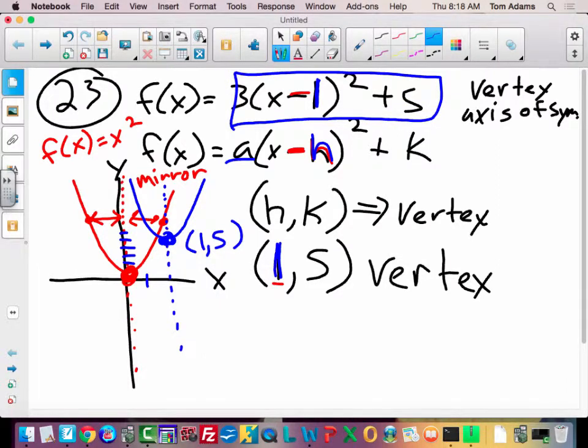Now what did they want us to say? That this is the vertex and that the axis of symmetry is when x equals 1. Does that make sense? Because it's the vertical line through this x coordinate of the vertex. Any questions?